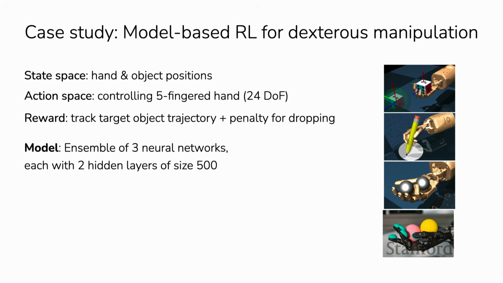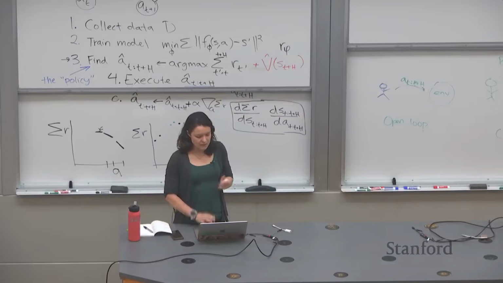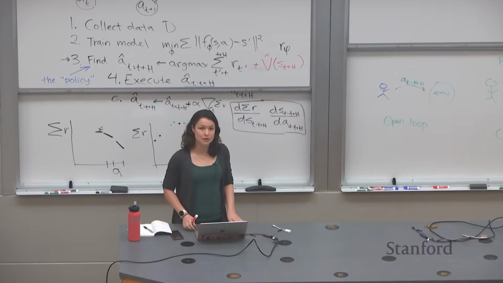The model is going to be actually pretty simple. It's a neural network with 2 hidden layers of size 500, but it's also going to train an ensemble of neural networks. This is an example I wanted to look at, because this kind of ensembling approach can also help with model errors.